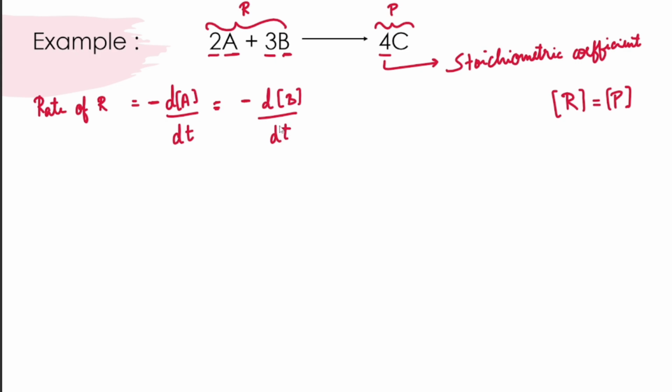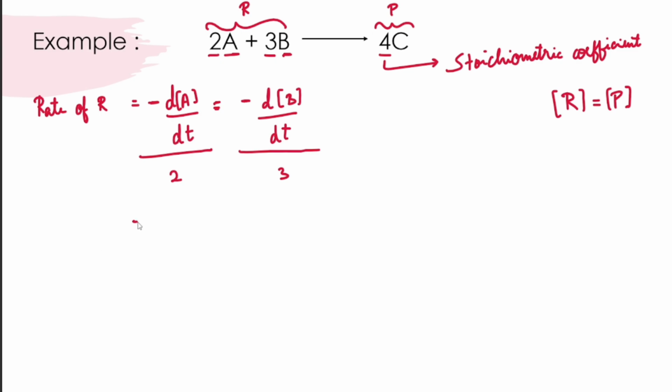Okay, got it? Now we have to go for the stoichiometric coefficient. The stoichiometric coefficient will be divided below this rate law expression. That is, we have 2 here and we have 3 here. Always remember the stoichiometric coefficient goes below the rate law. Now we have written the rate of reaction for the reactant.